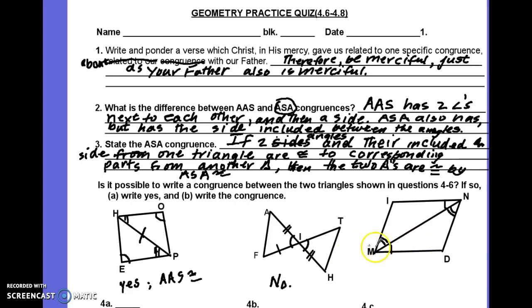Finally, in this grouping, we've got two angles from the lower triangle, congruent to two angles from the upper one. This and this. But we can also mark the reflexive. So that gives us an angle, side, angle from the lower, congruent to an angle, side, angle from the upper. So for this one, it would also be a yes. And the congruence would be angle, side, angle congruence.